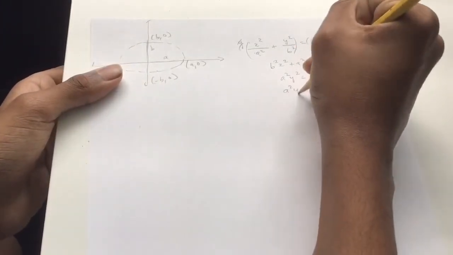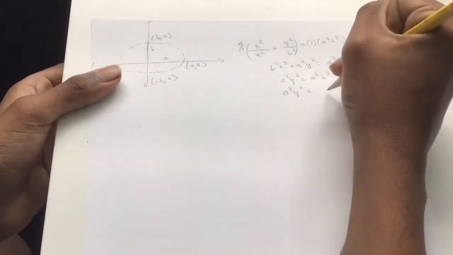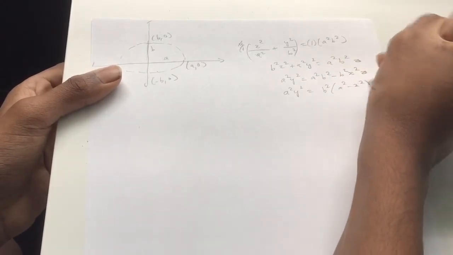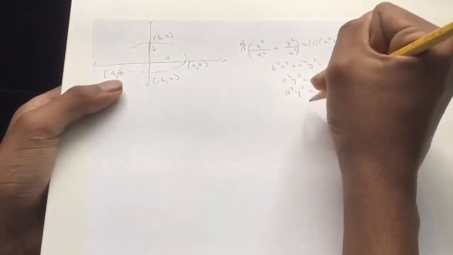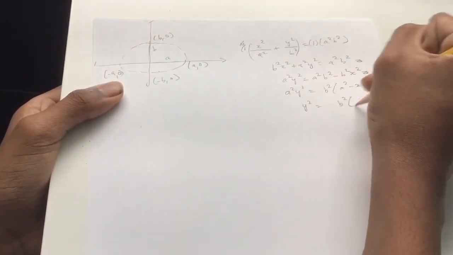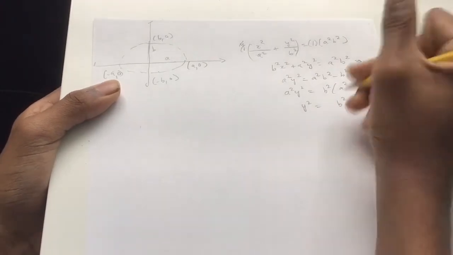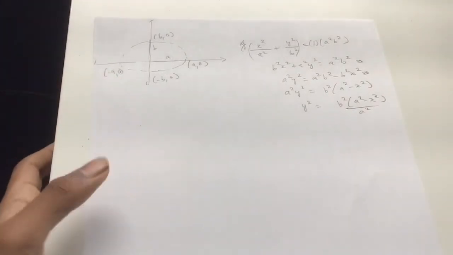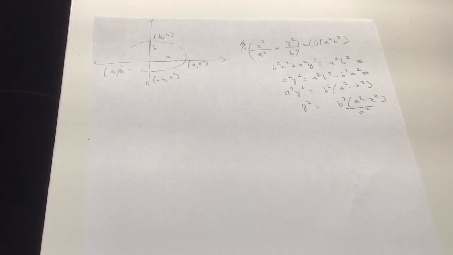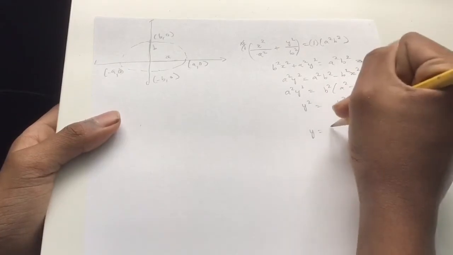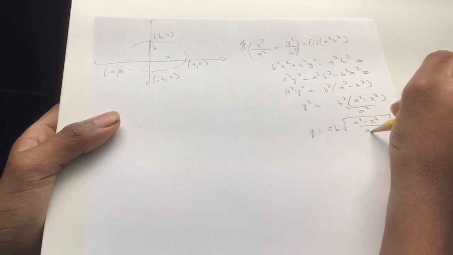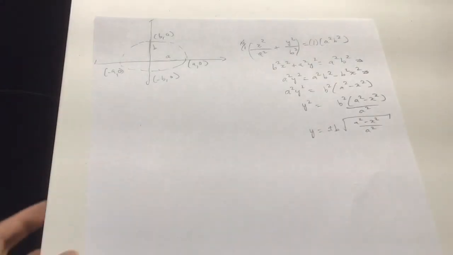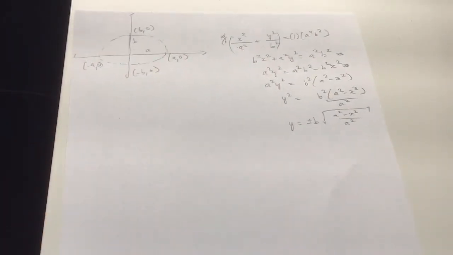Now we factor out a b squared over here, and we get b squared times a squared minus x squared. And now we divide by a squared and take the square root. So y squared is equal to b squared times a squared minus x squared over a squared. So I'm just showing all the algebra so that you understand every single step I'm doing. So by simply taking the square root, now we can get that y is equal to plus or minus b root a squared minus x squared over a squared. Okay, so we have the equation of the ellipse in terms of y.